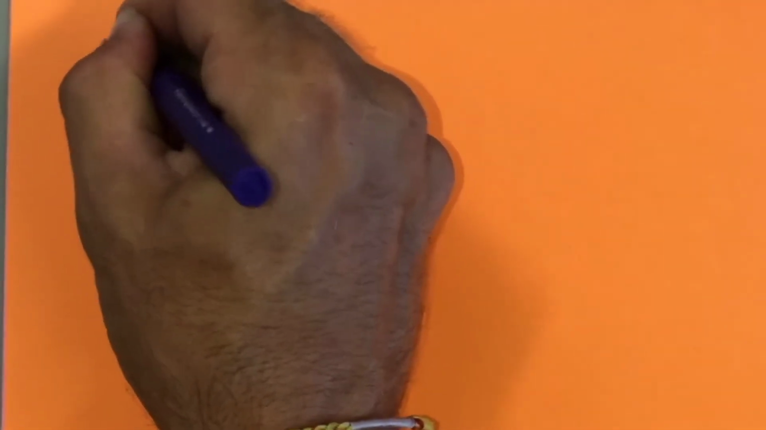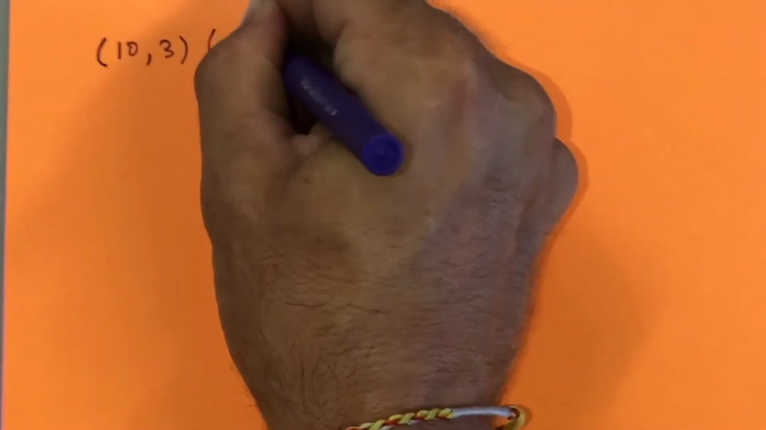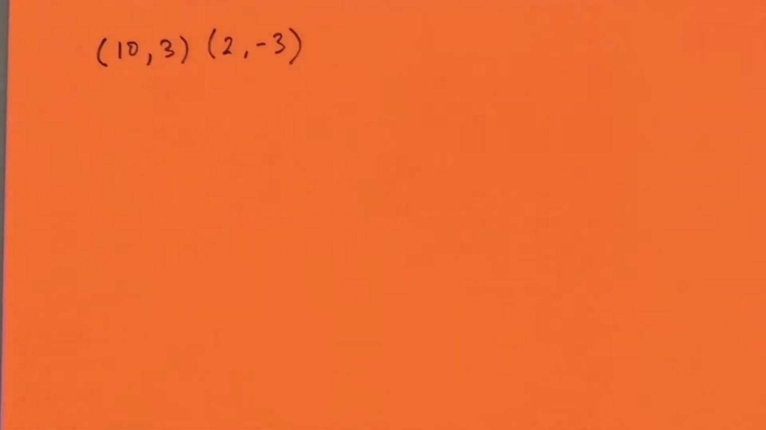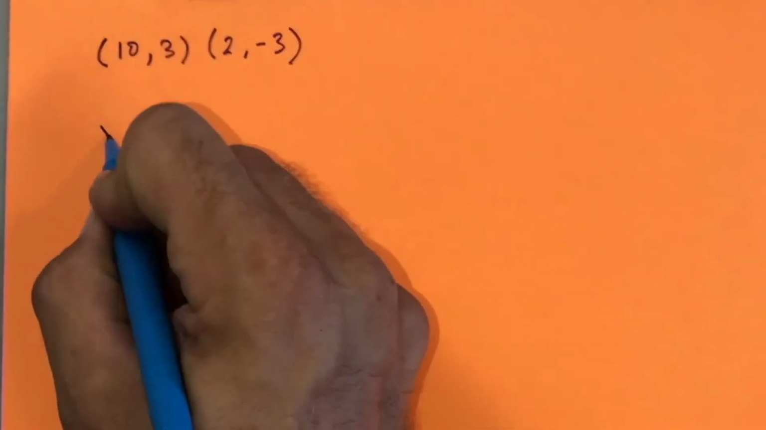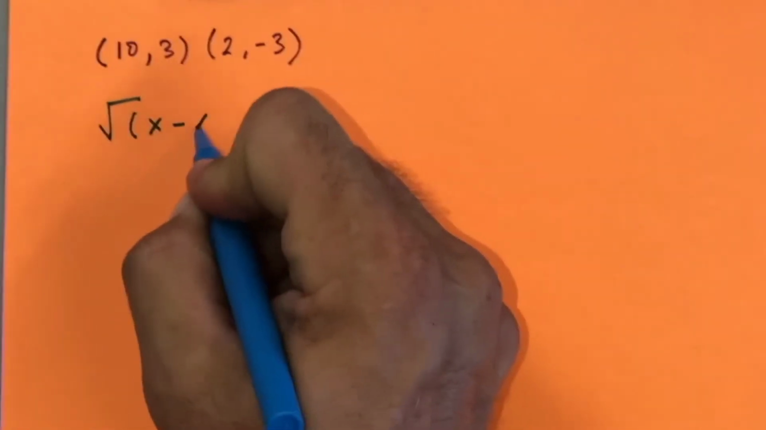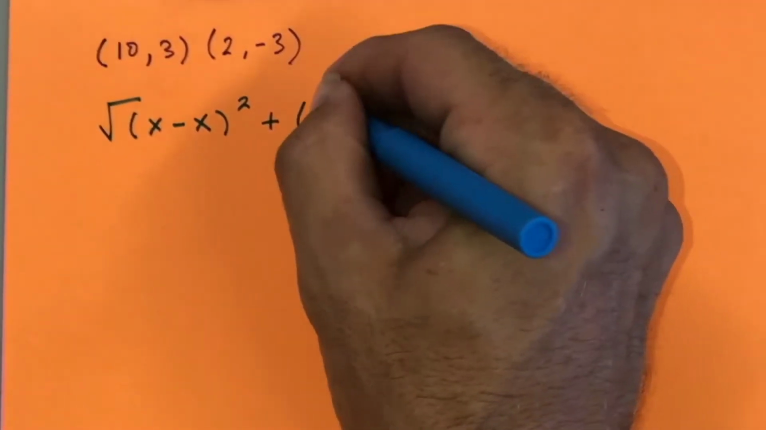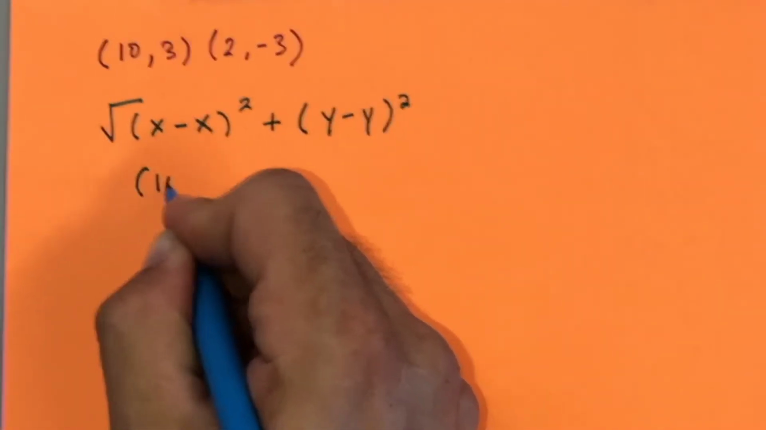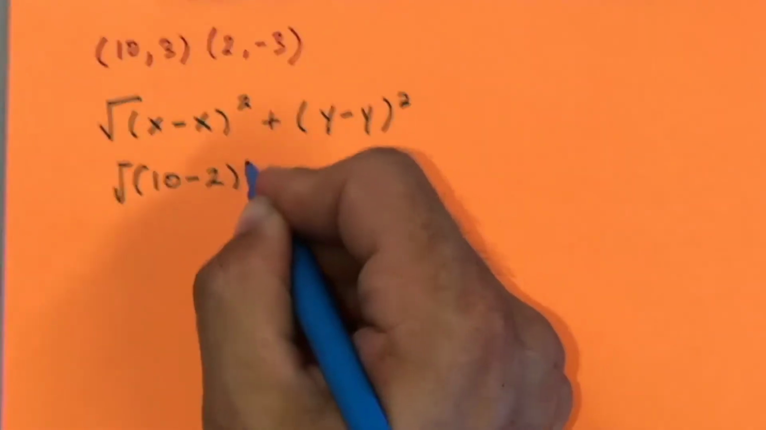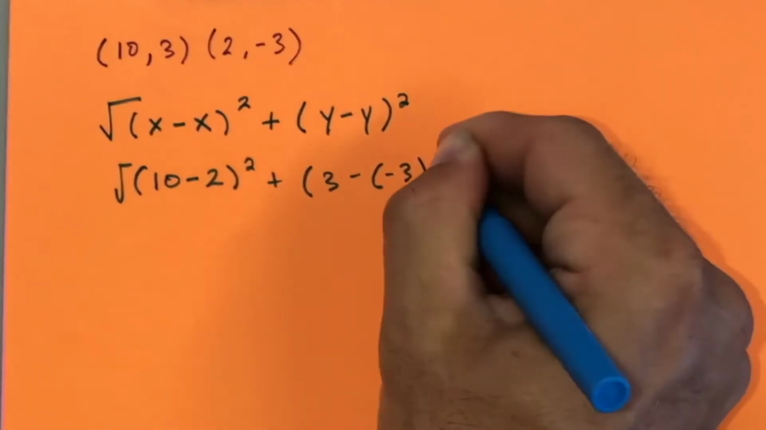So let's look at if I just gave you coordinates 10 and 3, and I'm giving you coordinates 2 and -3. Now, we don't need to draw the graph each and every time. I can just set up my formula, the x minus x squared, the difference or change in my x squared, plus the change in my y squared. And then I end up with the 10 minus 2 for my x's plus the 3 minus a -3 squared here.